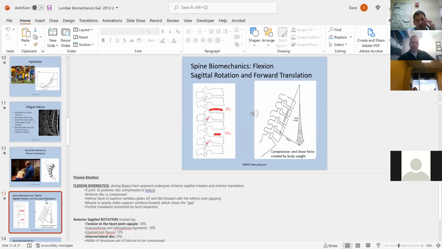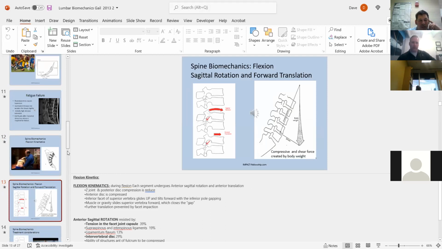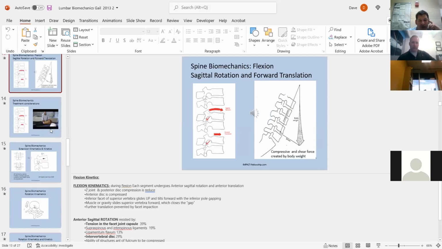Talking about sagittal rotation, one of them is what structures limit forward flexion, and at what degree. Some of that data is in there. It's helpful to see what structures are truly limiting it, but it probably doesn't merit an in-depth discussion. Just know that tensioning of the facet joint capsules contributes to a lot of it, along with the supraspinous and interspinous ligaments, ligamentum flavum, and intervertebral discs.